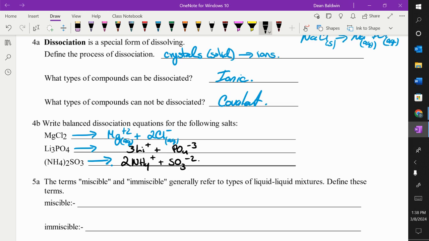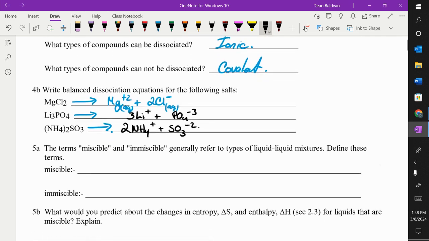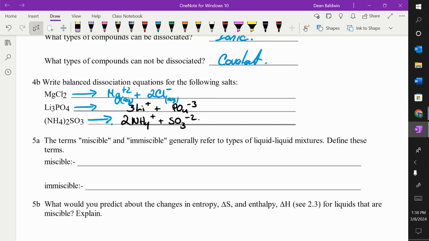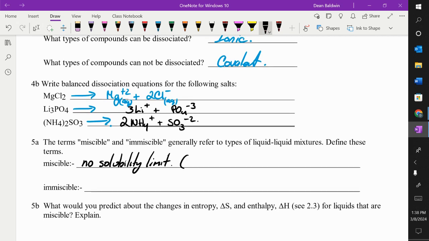I think I've talked about miscible. I've said that word, haven't I, in this class? Miscible, immiscible? Maybe not. Maybe I did in chemistry 11. Miscible means there's no limit to how much you can dissolve. You can mix them in any proportion. Okay? You can mix them and dissolve in any amount.